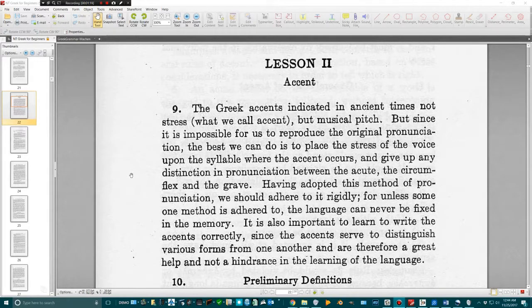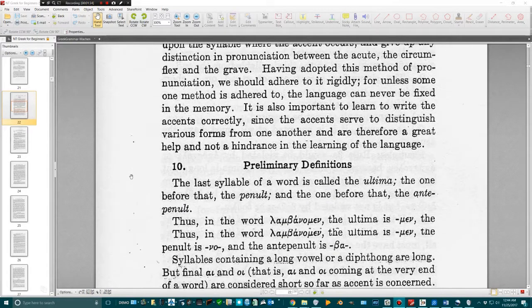It is also important to learn to write the accents correctly, since the accents serve to distinguish various forms from one another, and are therefore a great help and not a hindrance in the learning of the language. Paragraph 10.